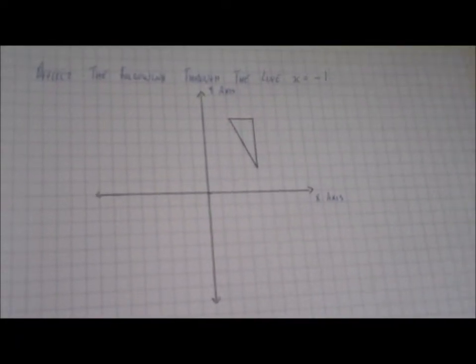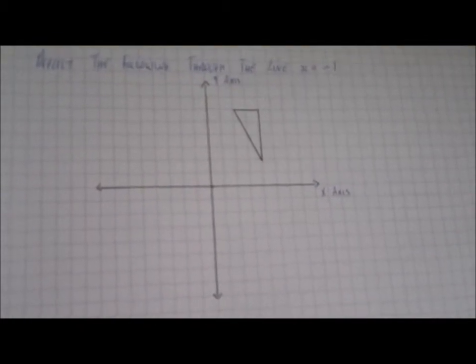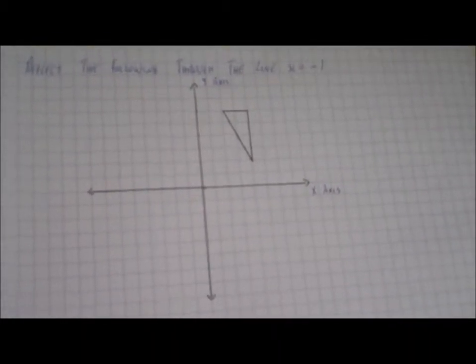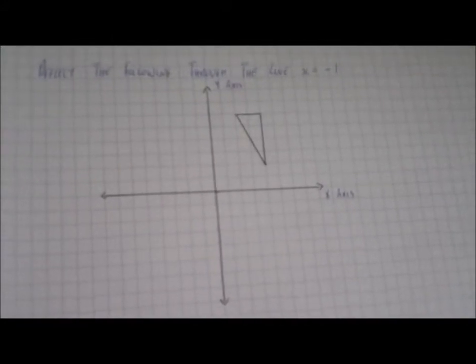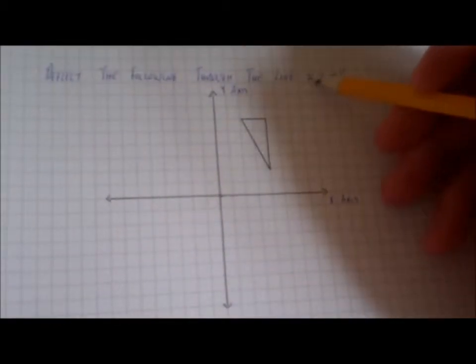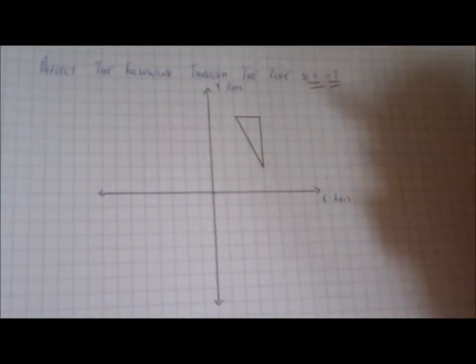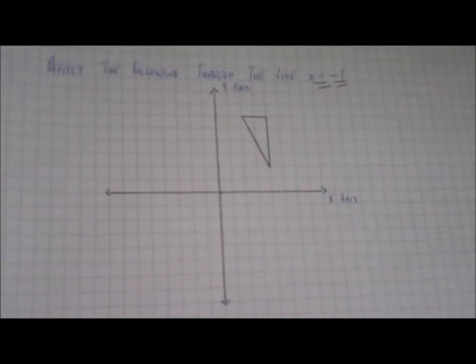In this question, these are the C grade reflection questions, and in these questions what you've got to do is create a reflection line. You can't use the x and y axes, because it's asking you to reflect the following through the line y equals minus 1. So we've got to create a reflection line called y equals minus 1.